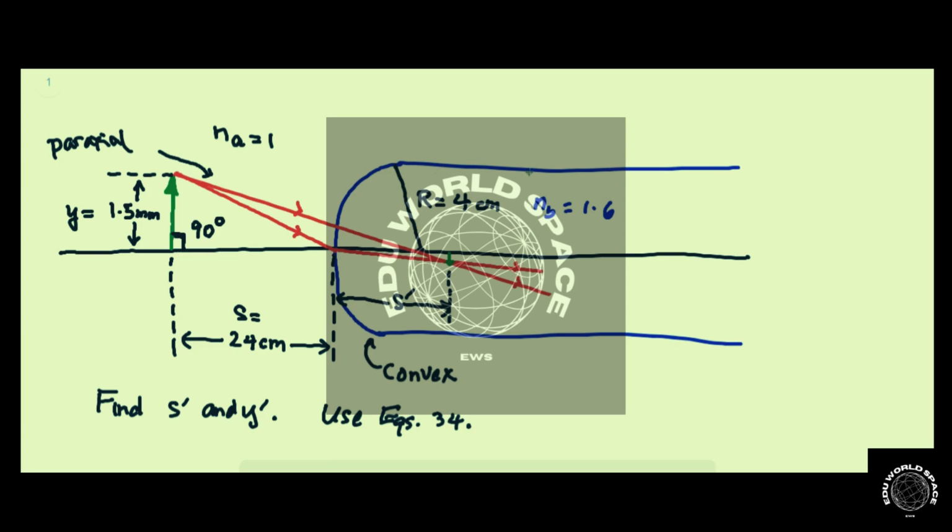And we have the index of refraction of glass. We have the radius of curvature. Here we have Na, which is assumed to be air. And now we're going to use equations 34.11 and 34.12 to find the image. So from this one, we'll find S prime. And from this one, we will find Y prime. So let's do that on the next page.